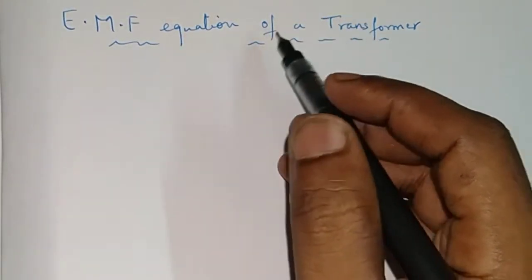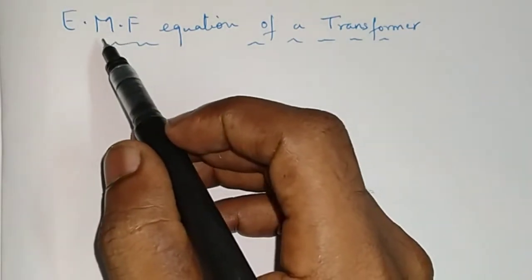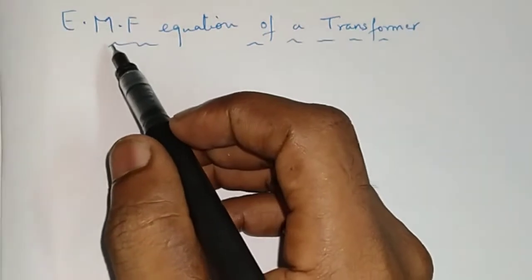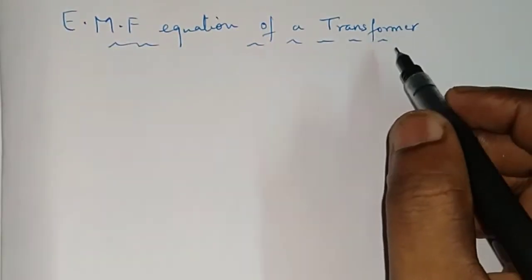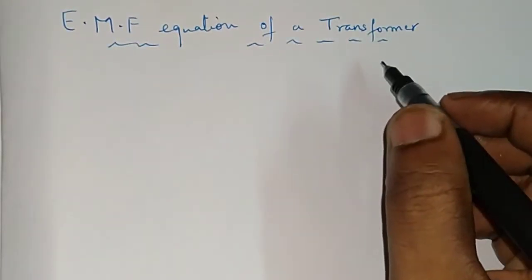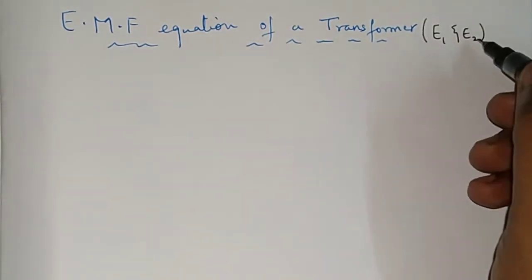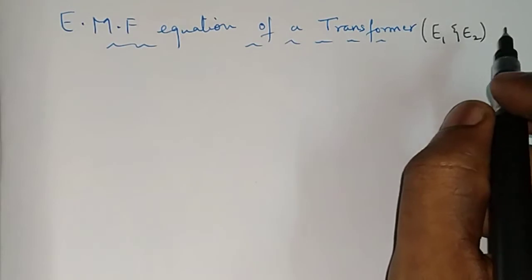Under this topic, we are going to find out the equation for EMF of a transformer. The equation is nothing but the formula for EMF of a transformer. In a transformer, we know that we have two types of EMFs: one is E1 and the other is E2. We are going to find out the formula for E1 and E2.